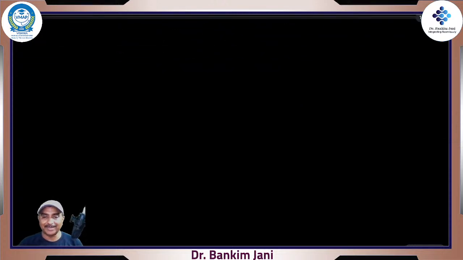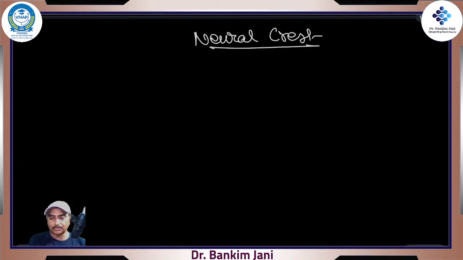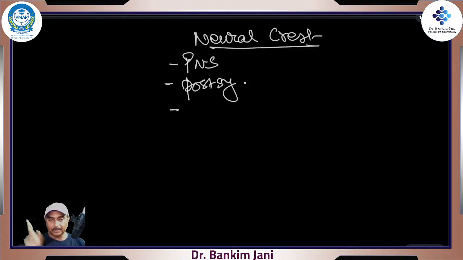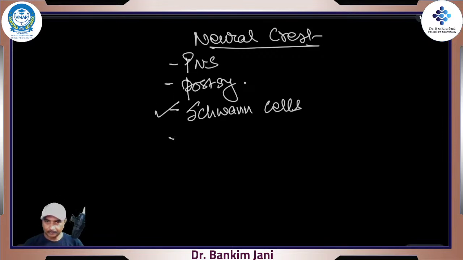For the neural crest, amongst all those things are like the PNS, the sensory neurons in the PNS, postsynaptic. So the peripheral nervous system is formed, that postsynaptic, and the supporting cells over here would be the Schwann cells. Do remember Schwann cells, right? They are formed by the neural crest.